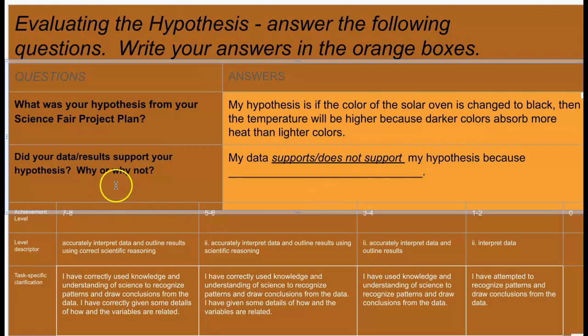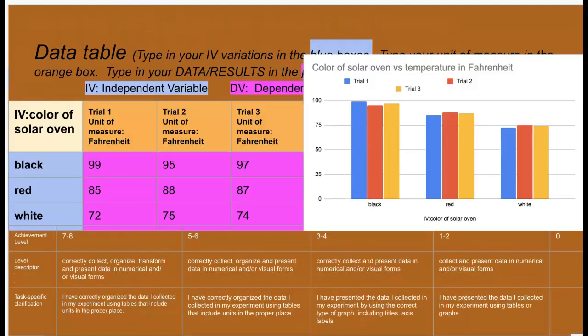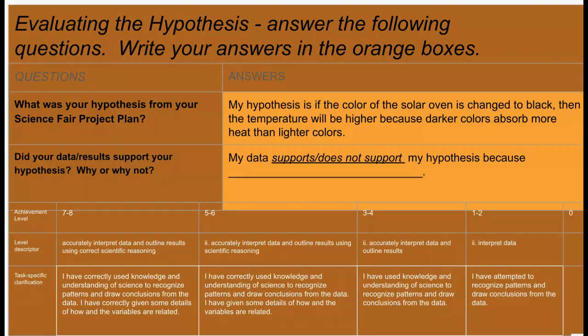For the second question prompt, this is where you will compare your hypothesis to your data and see if your data supports your hypothesis. So I'll go back to my data and I'm looking at it, and it looks like my black have the highest temperatures amongst all of the colored solar ovens. So my data supports my hypothesis because it shows that my measurements are actually higher for my black, for the darkest solar oven.